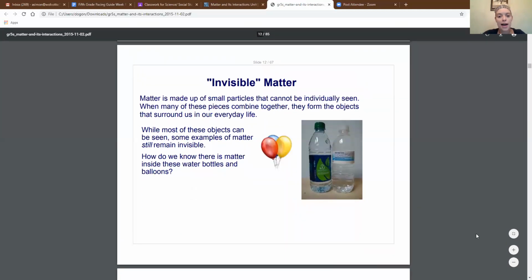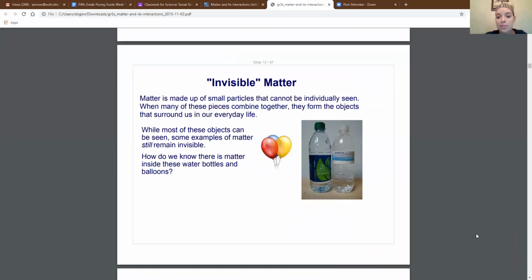All right, so matter is made of small particles that cannot be individually seen. When many of these pieces combine together, they form the objects that surround us in our everyday life. While most of these objects can be seen, some examples of matter still remain invisible. How do we know there's matter inside these water bottles and balloons, okay?